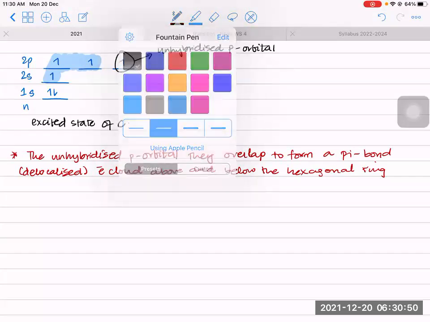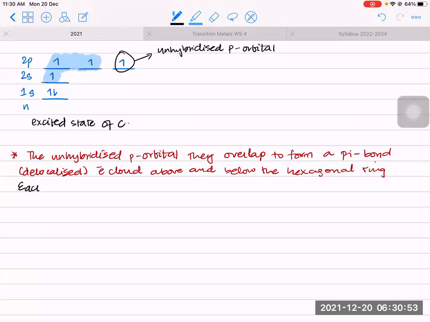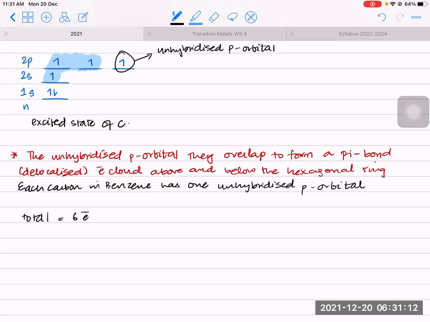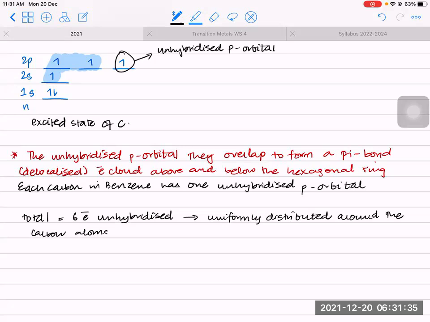Now you see you have 6 carbons here. So each carbon in benzene has one unhybridized p orbital. So we have a total of how many unhybridized p orbitals? We have a total of 6 unhybridized electrons, one for each carbon. So you have a total of 6. And these 6 are uniformly distributed around the carbon atoms.